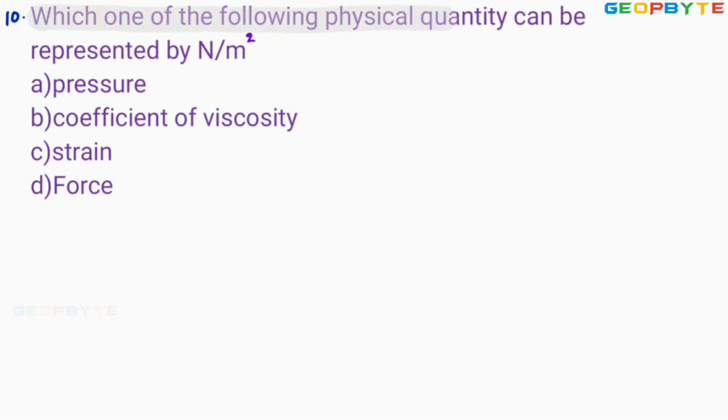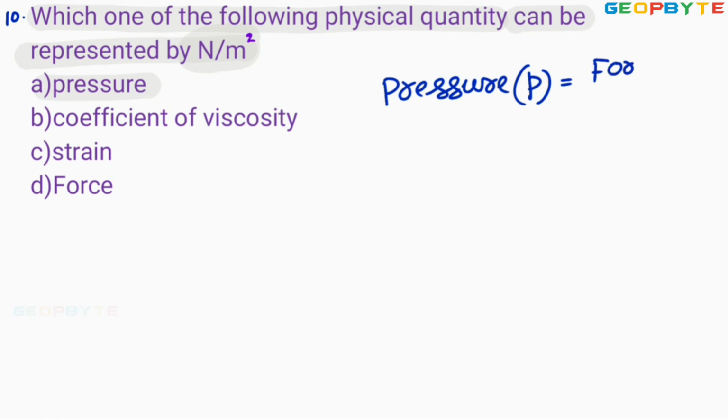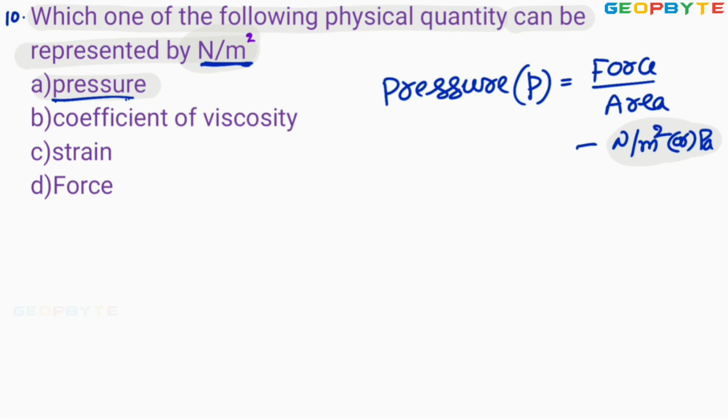Which one of the following physical quantities can be represented by Newton per meter square? Look at the very first option. Option A, pressure. Pressure, denoted by P, is equal to force per unit area. Generally force is in Newton, area is in meter square. Newton per meter square is Pascal. 1 Newton per meter square equals 1 Pascal. Therefore, the given quantity in Newton per meter square is the unit of pressure. Option A is absolutely correct.